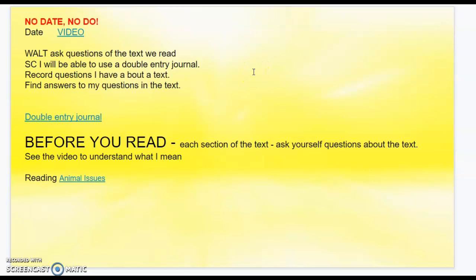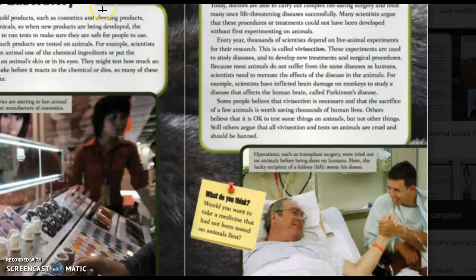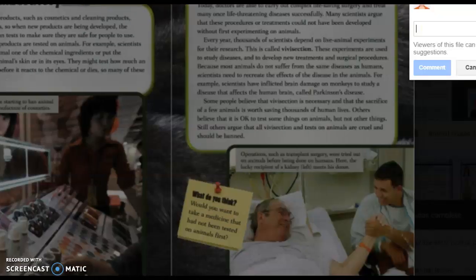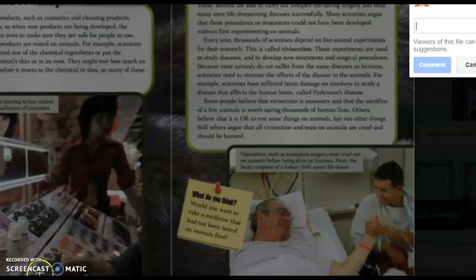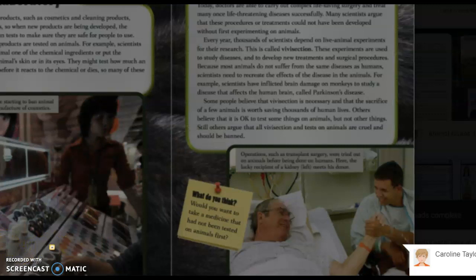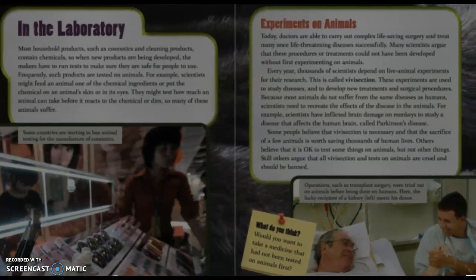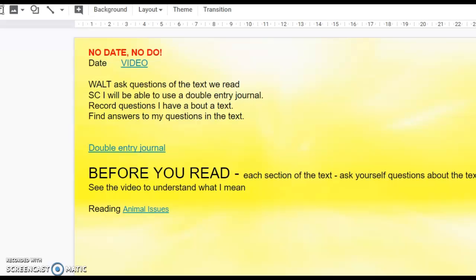Now, the text you're reading is Animal Issues, and that is not the right page. Ugh. Okay, what I'm going to do is jump back to the slide.